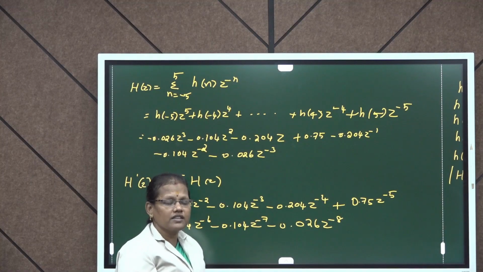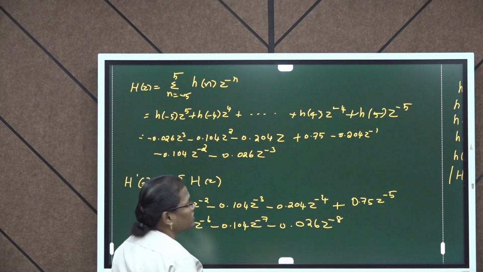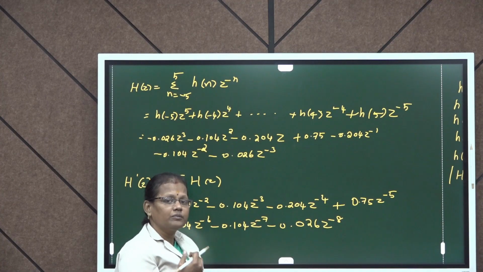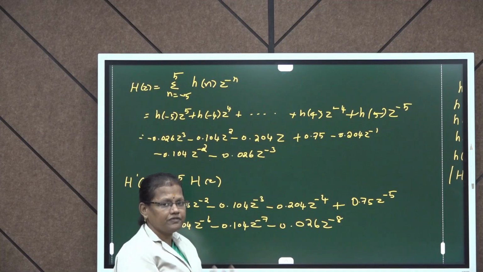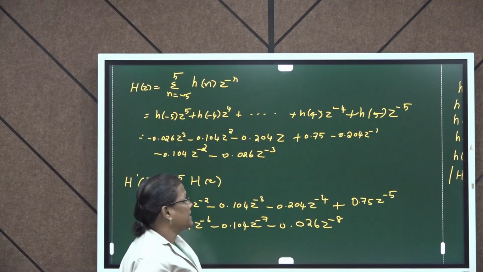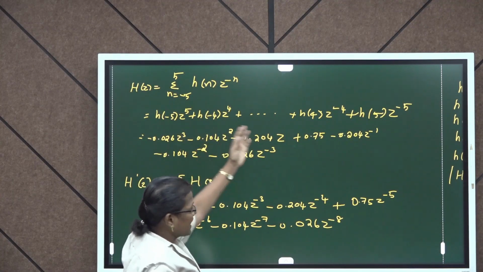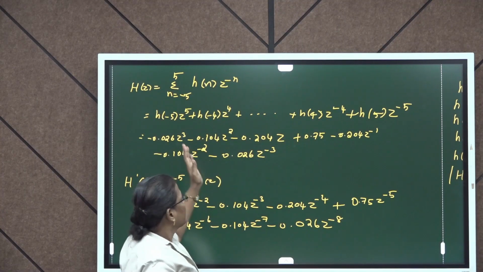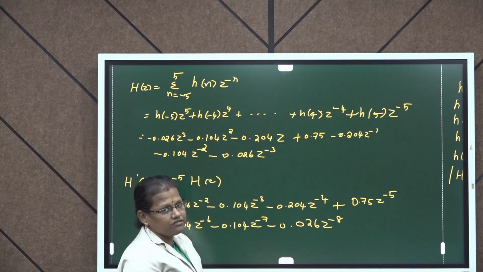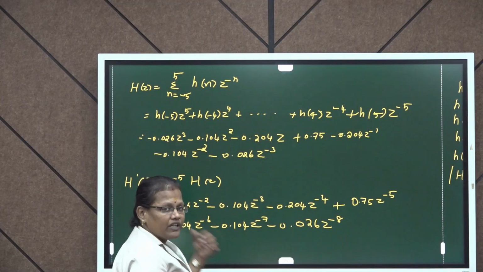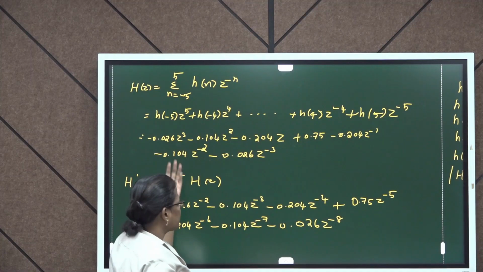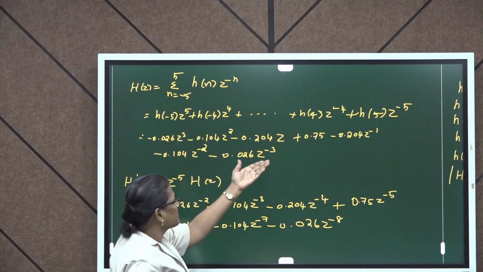The transfer function is given by the Z transform. H of Z is equal to summation n equal to minus infinity to infinity. Actually the formula is minus infinity to infinity, but in our problem n ranges from minus 5 to plus 5. So summation n equal to minus 5 to 5 of h of n Z power minus n. You just expand by substituting the value of n, and you will get h of minus 5 Z power 5 plus h of minus 4 Z power 4 until h of 5 Z power minus 5. In the previous step we calculated all the h values, h of minus 5 to h of plus 5, and substituting all the values, you will get this equation.